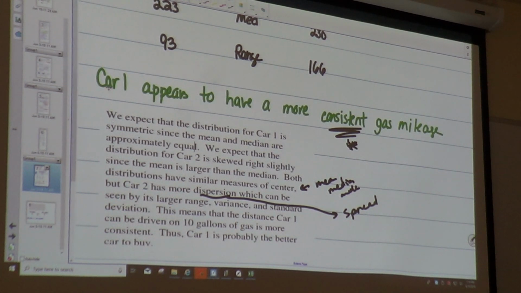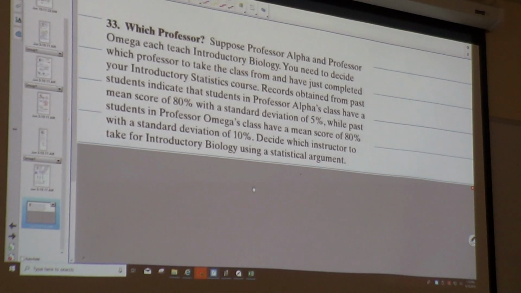All right. One more on this one. Suppose Professor Alpha and Professor Omega each teach biology. You need to decide which professor to take for the class, and you have just completed your intro stats course. Records obtained from past students indicate that students in Professor Alpha's class have an average of 80 with a standard deviation of 5%. Professor Omega's class has an average of 80 with a standard deviation of 10%. Which professor do you want to take?